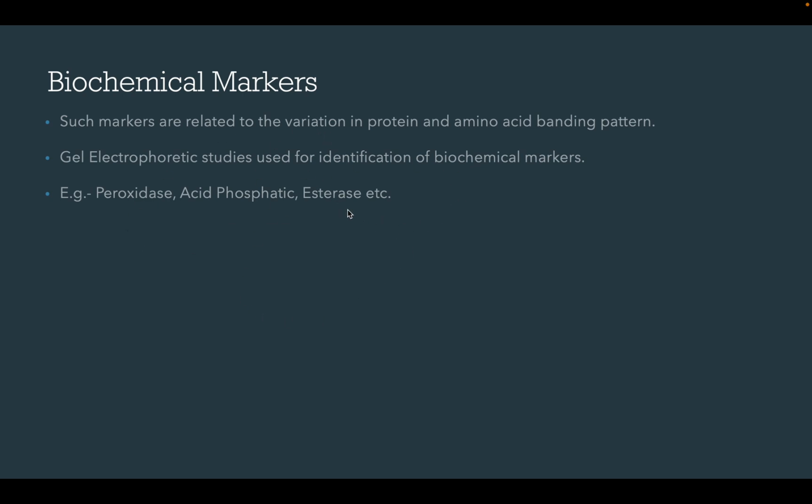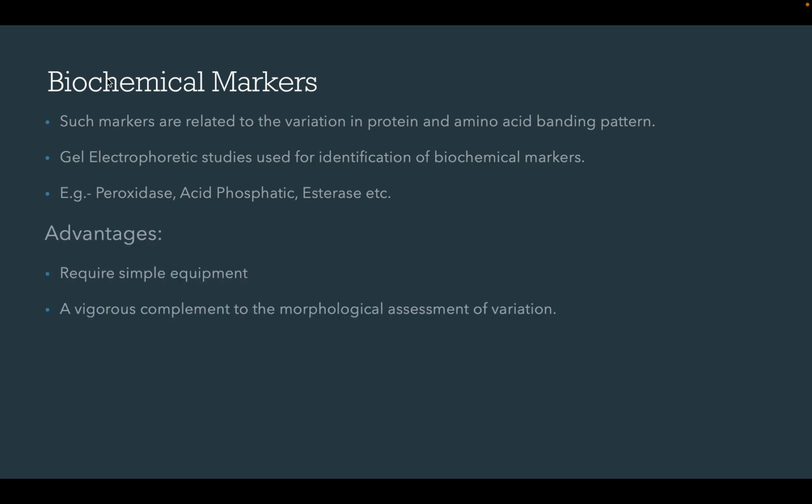So based on this we can see the binding pattern, whether they are available or not, basically the protein. In biochemical markers we are not looking at the gene level, we are looking at the protein level. So it requires a very simple technique. You just need to look at the protein and then assess the differences. In the morphological approach we are just seeing the morphological features, but by adding this we are adding another layer, which is the protein.